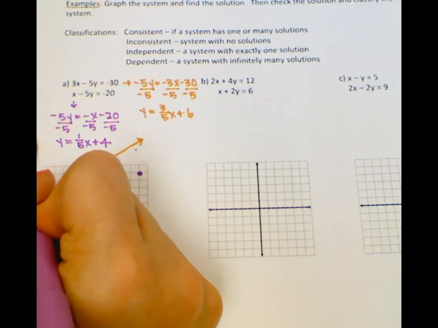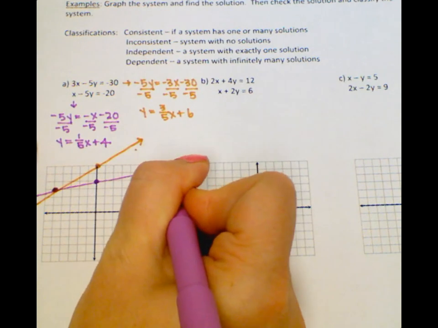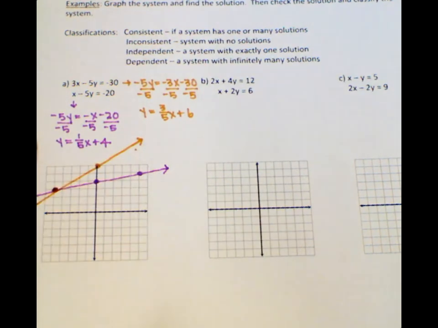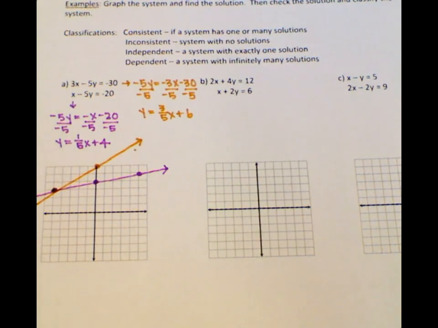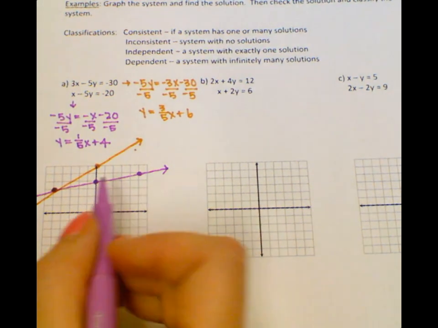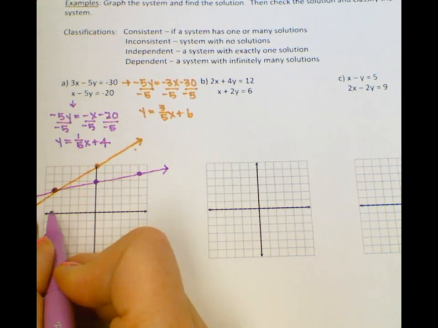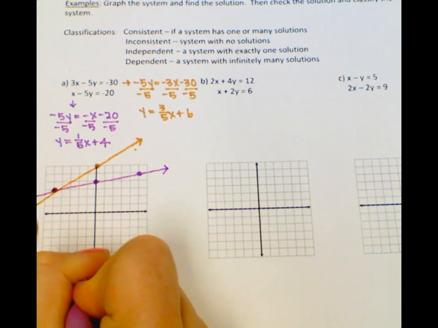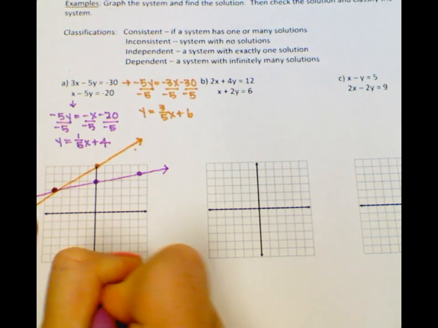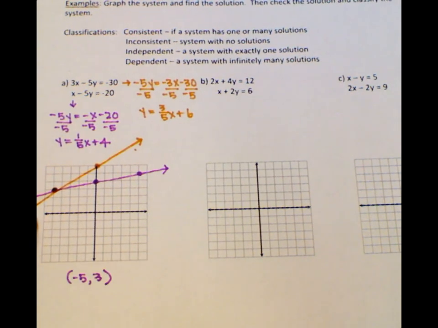Now, you don't ever want to be stingy on your dots, you guys, because you don't know when they're going to cross. So there it is right there. Now, where the two lines intersect, that is your solution. Okay, so they intersect right here at this dot, so that looks like 1, 2, 3, 4, 5, 1, 2, 3. So negative 5, 3. That is the solution.